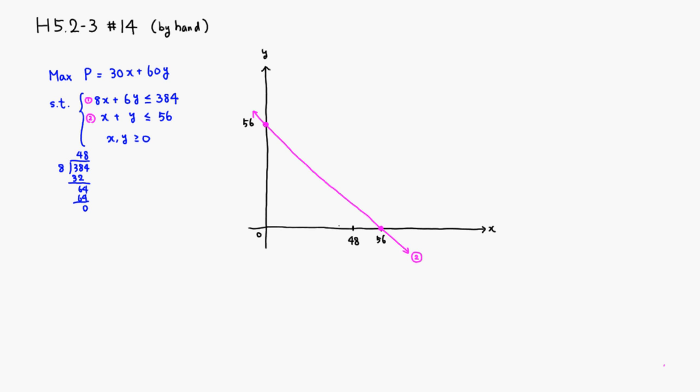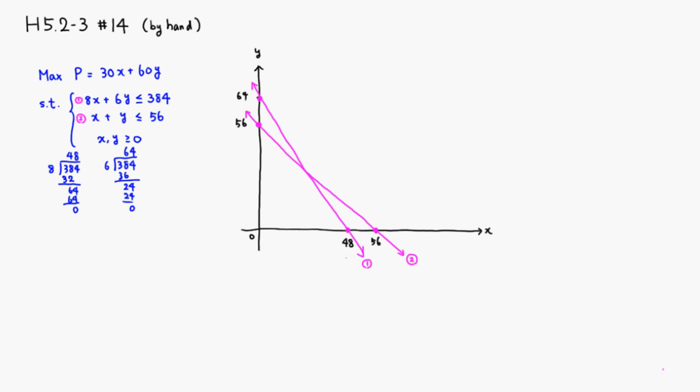For the y-intercept, I have to divide 384 by 6. 6 goes into 38 six times, 36, and then 24, and that's 4. So 64 is the y-intercept, up here. So the intercepts are 48 and 64. Then I connect those two dots, something like that. That's the first constraint.